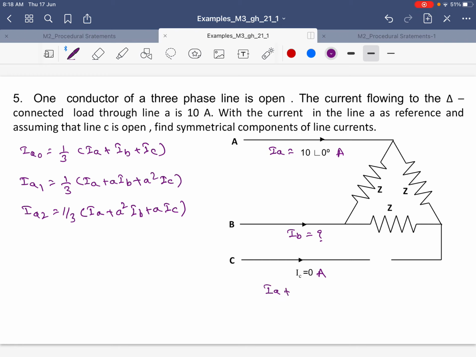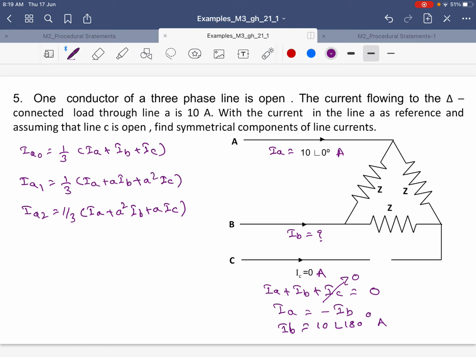We know once again, IA plus IB plus IC is equal to 0. Therefore, if IC is already 0, then IA is equal to minus IB. So how are we writing this? Your IB will be 10 at an angle of 180 degrees amperes, because it is exactly opposite to IA. IA is 10 at an angle of 0 degrees, therefore IB is minus of IA.